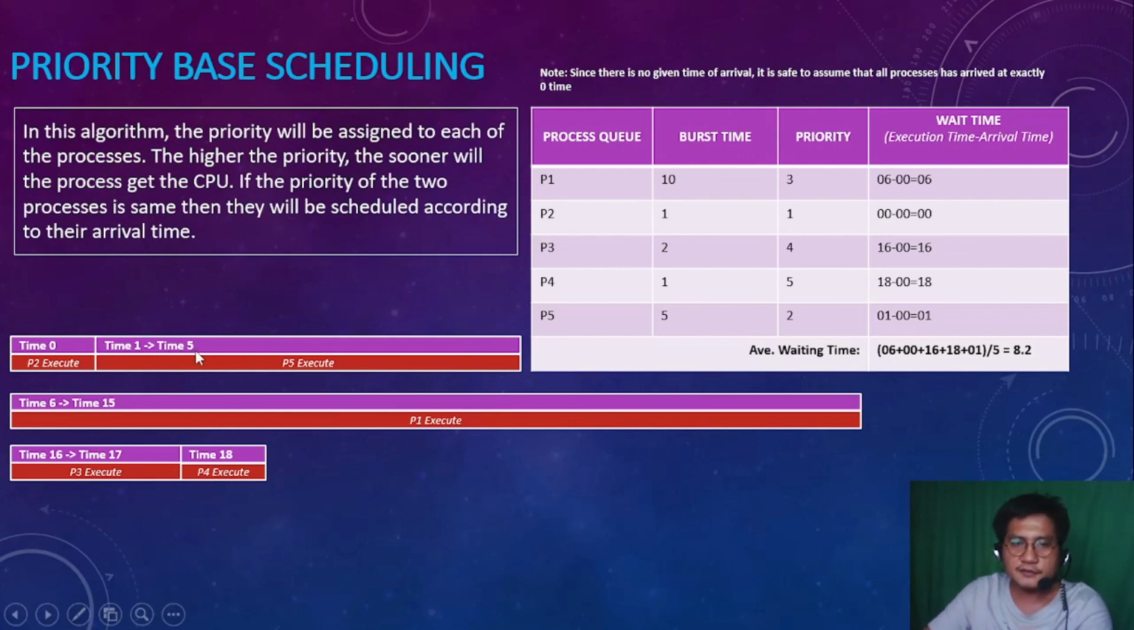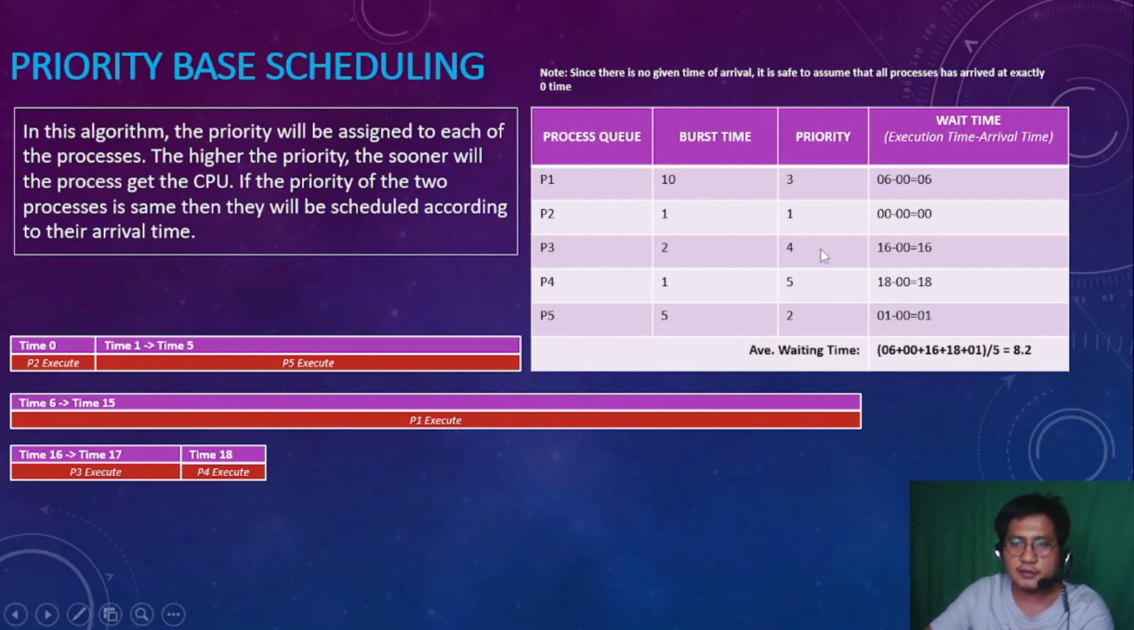And then after P5 finishes its execution, the next in the priority list is P1, which has priority number 3. P1 has a burst time of 10, so it will be executed from time slice 6 to time slice 15. After time slice 15, P1 has finished its execution.